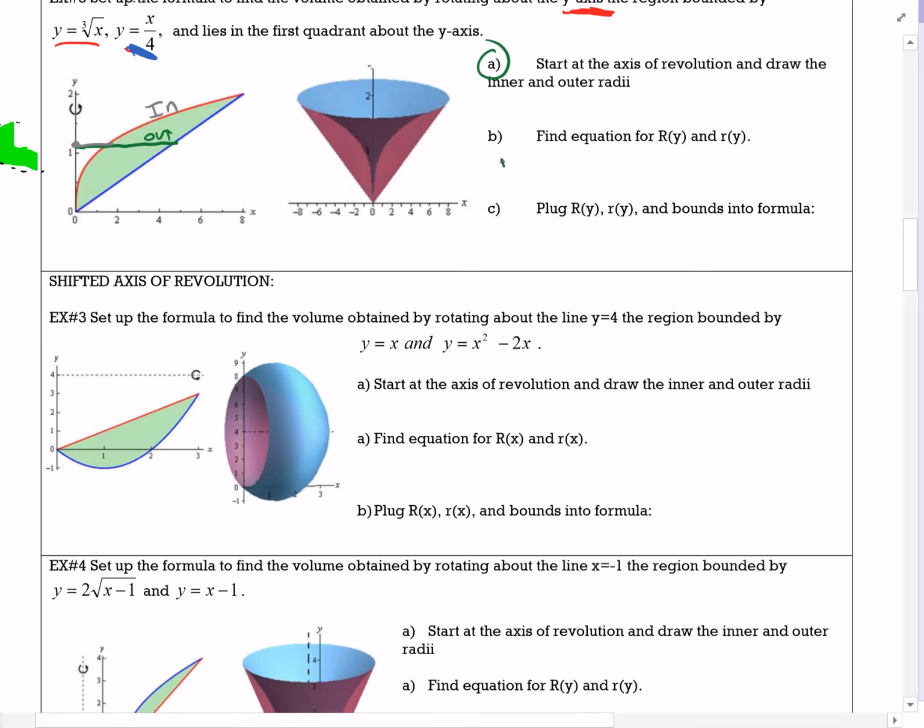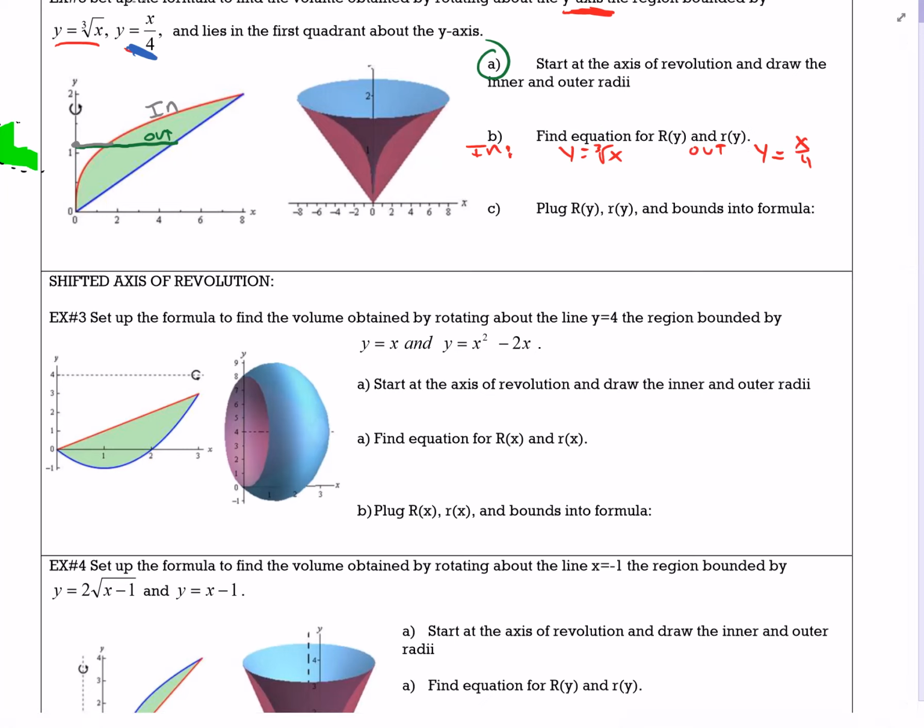So we use little r for the inner piece. In this case, it's going to be little r. The inner radius is going to be the cube root of x. Let me not write it that way. Let's write inner and outer, that's a better thing here. So the inner is going to be y equals cube root of x, and the outer radius is going to be y equals x over 4.